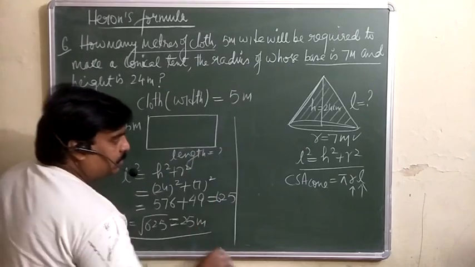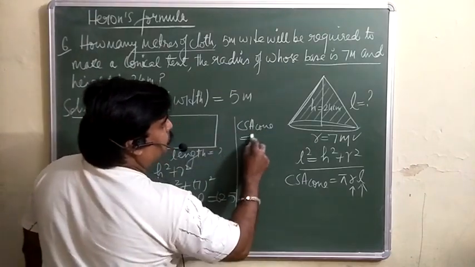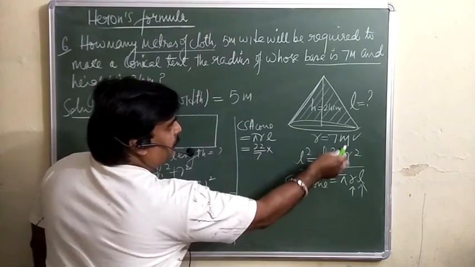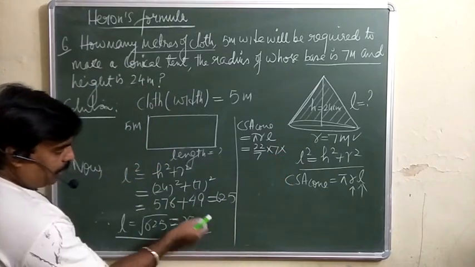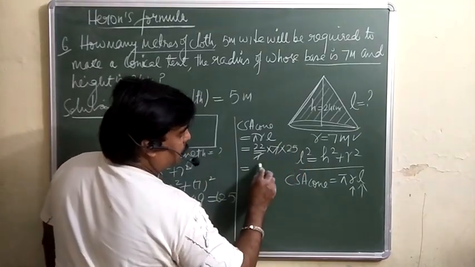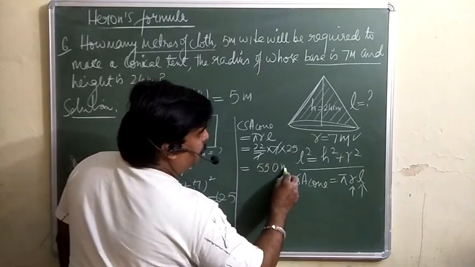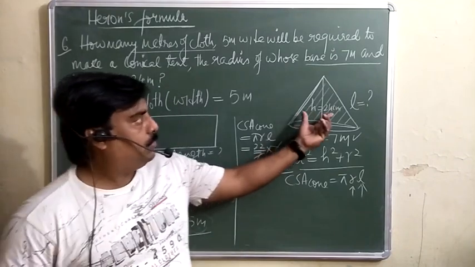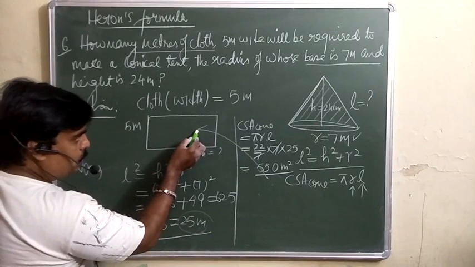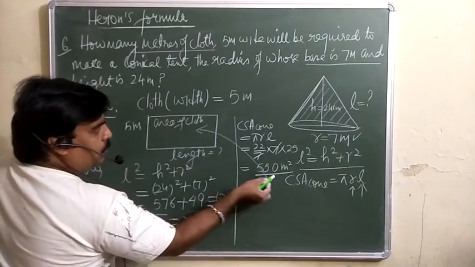Now you can calculate the curved surface area of this one. So curved surface area of cone is equal to pi r L. Pi is 22 over 7. R is already given 7, and we know the slant height is 25. You can calculate. So you will get 550 meter square as the curved surface area of this cone. Now this area will be equal to the area of cloth.